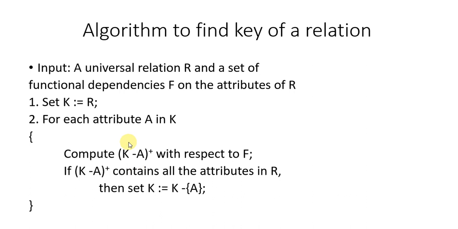Okay, so we remove one attribute and we try to find the closure, and if that closure contains all the attributes in R, then we set K minus A as the key. And again from this K minus A we try to remove another attribute whose closure can contain all the attributes in R. Okay, we keep on doing like this until we get the key. Okay, so that is the algorithm for finding out the key of a relation.